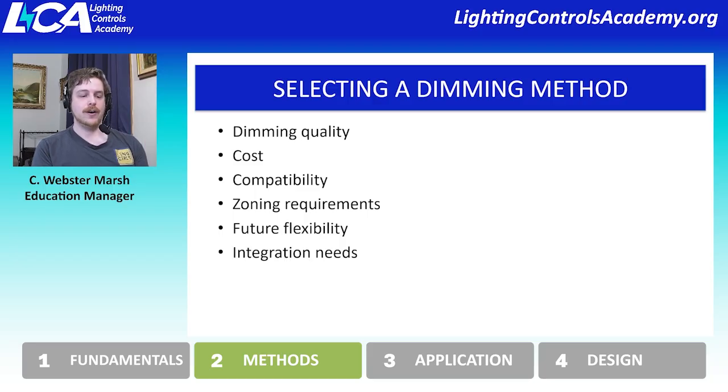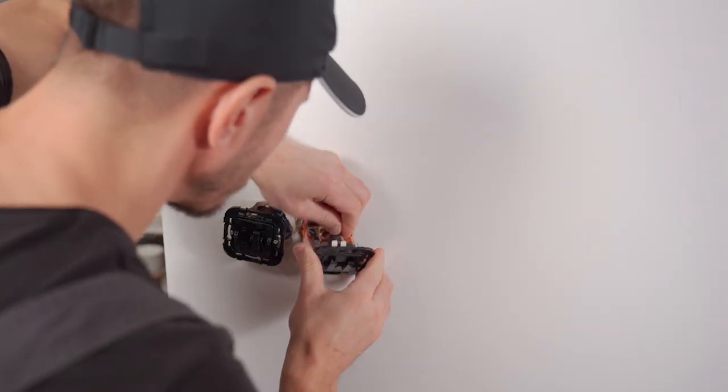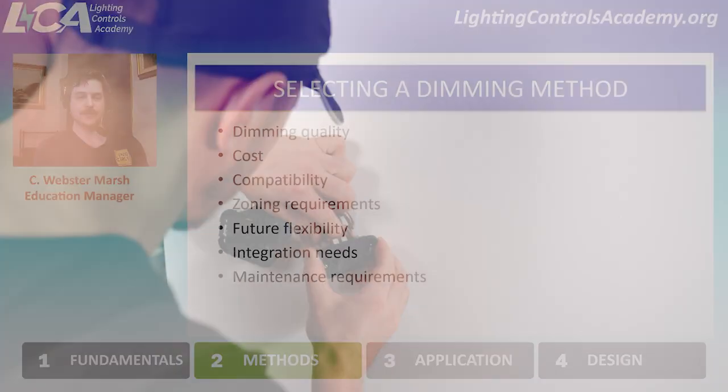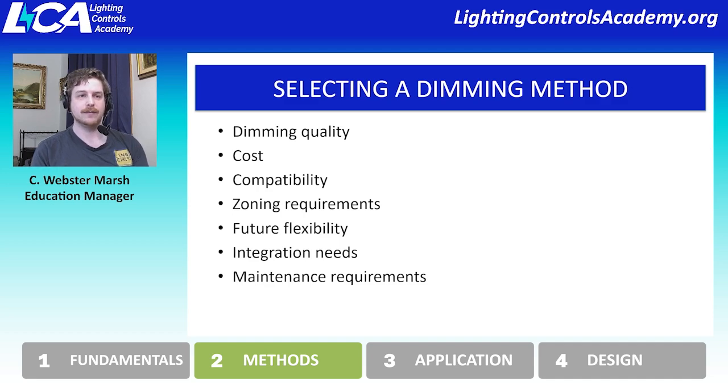So are other systems going to need to control the fixtures, or do the fixtures need to report to other systems information like how long they've been on for? And then maintenance requirements. Do we want our fixtures to be able to say, hey, I'm not turning on, or something's wrong, please check the fixture out? We can do that with protocols like DALI, but we can't do that with phase dim or 0 to 10 volt most of the time.